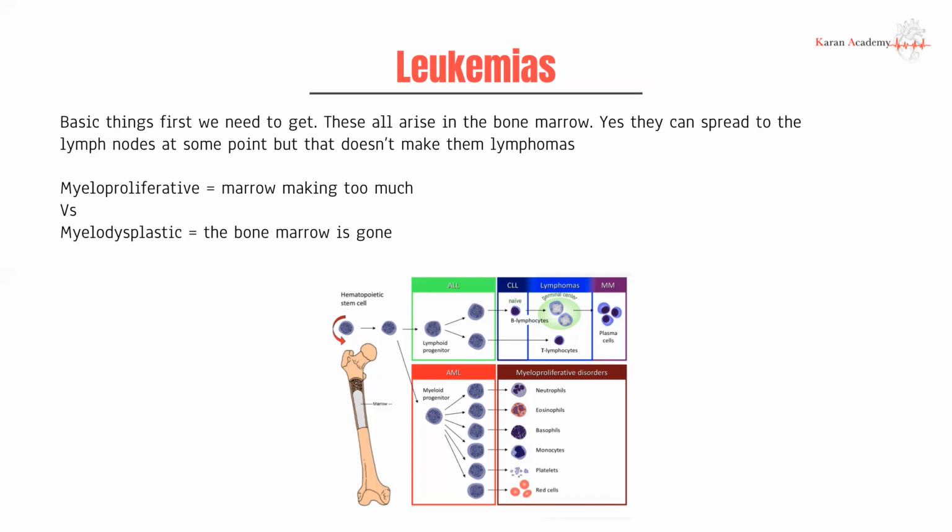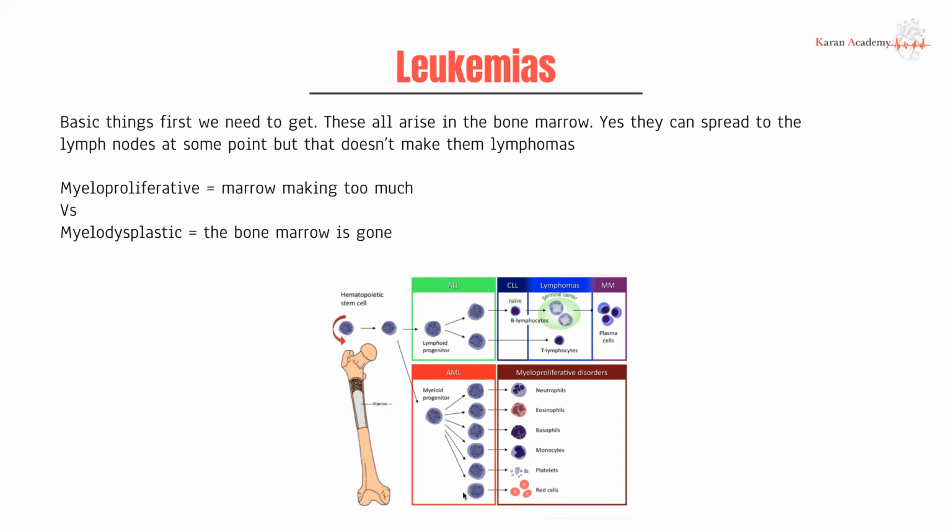So as I mentioned, the thing with leukemias is these are cancers of the bone marrow, and they can spread elsewhere. You need to know the difference between myeloproliferative and myelodysplastic disorders. So myeloproliferative, as the name suggests, you have proliferation or extra proliferation of cells, and therefore the marrow is making too much. So things like Polycythemia rubra vera, which is the RBC one, essential thrombocytosis, which is the platelet one, you just have too much. Versus myelodysplastic, which means we have an issue with the bone marrow itself, and that's commonly with fibrosis.